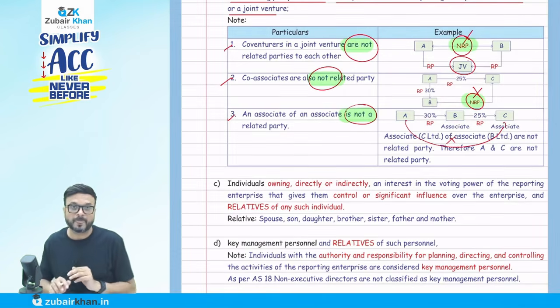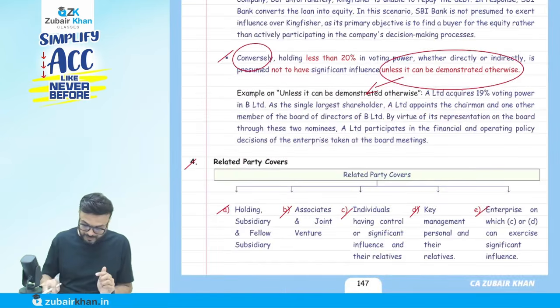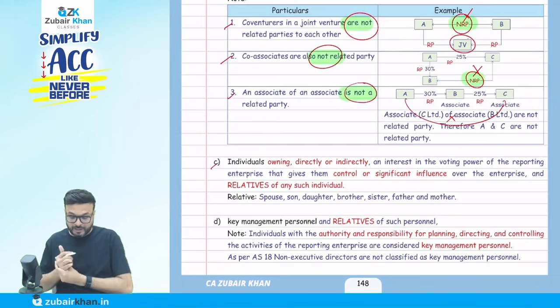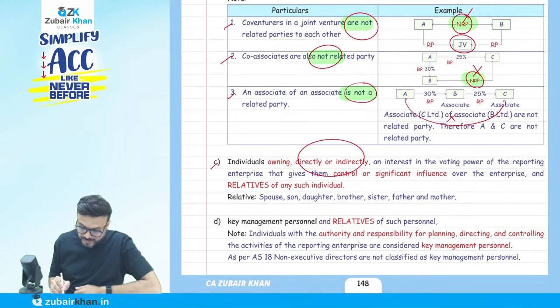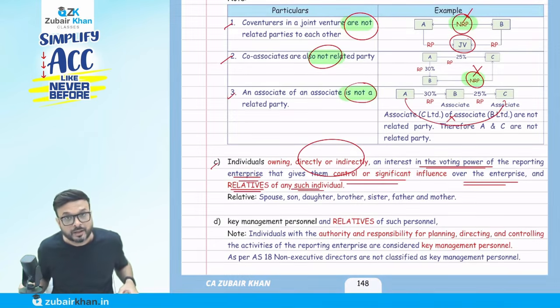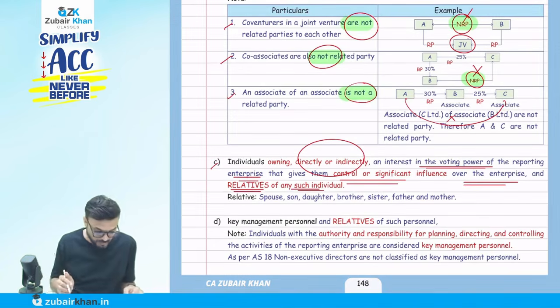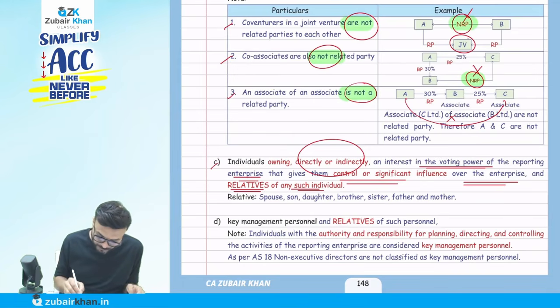Remember this point. Now we'll come to the third point here: an individual owning, directly or indirectly, an interest in the voting power of the reporting enterprise that gives them control or significant influence over the enterprise, and the relative of any such individual. Please understand this one. First of all, what do we mean by a relative of an individual? Let's take an example.